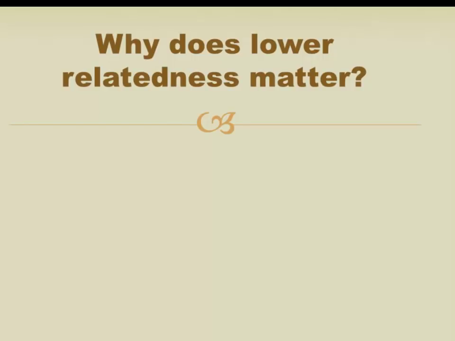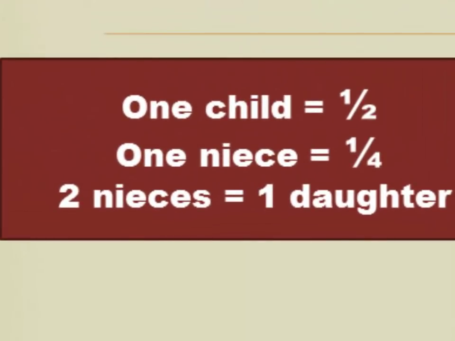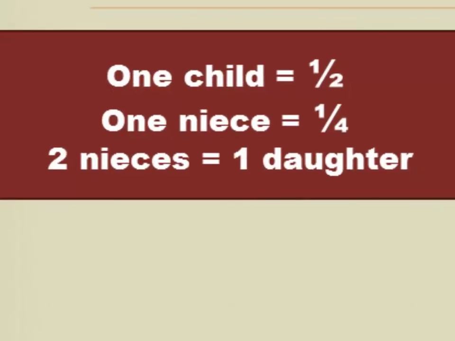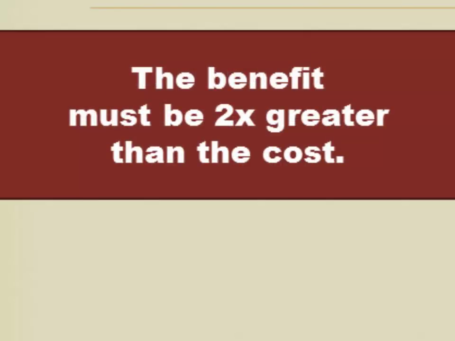So why does low relatedness matter? Well, remember that what Hamilton's rule is about is how relatedness contributes to the measurement of the cost and benefits of actions. And the example that we've been using through all of this has been trading off children against nieces and nephews. Well, that's pretty easy to do because you only need the benefit to be twice the cost. Two nieces have the same probability combined of sharing a gene with you that's identical by descent as does one daughter. And that makes the whole thing quite plausible. The benefit need only be two times greater than the cost.